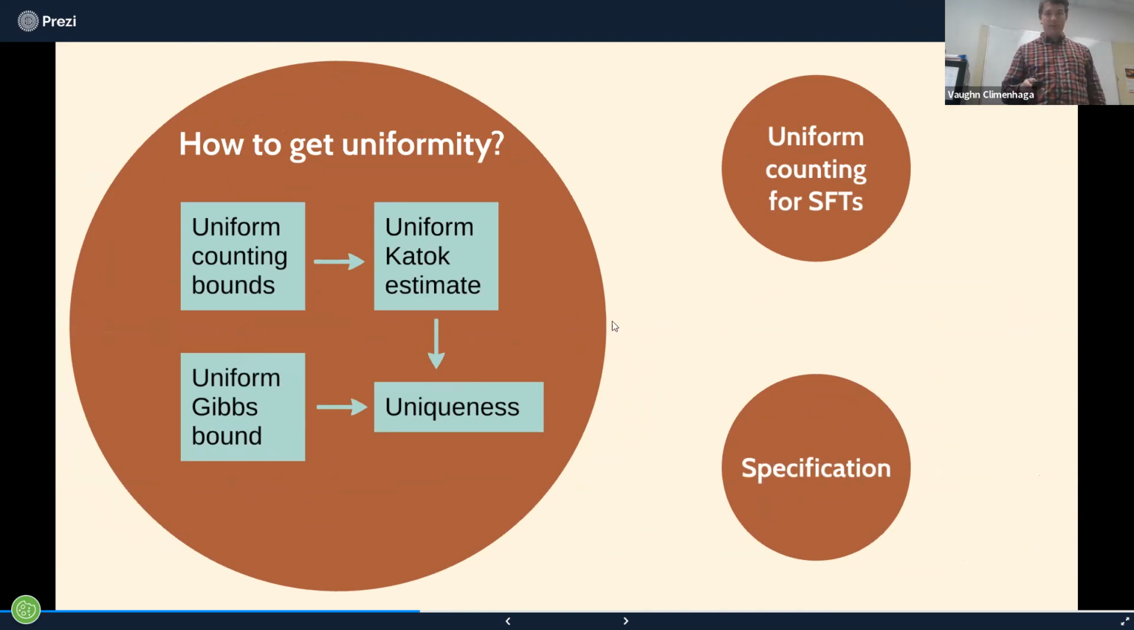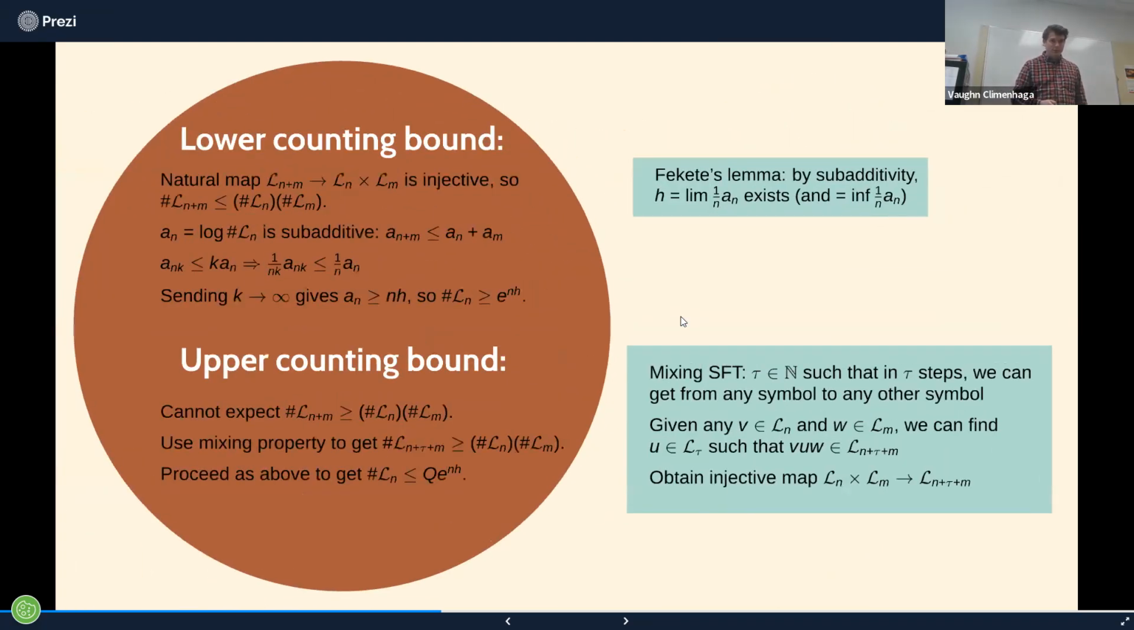Those three estimates, which a priori for an arbitrary subshift are just sub-exponential, can, in certain contexts, such as mixing SFTs, be upgraded to uniform estimates. And then the uniform counting bounds imply a uniform Pataki estimate, which together with the uniform Gibbs bound gives uniqueness. Once you put all that together, that's a complete proof that a mixing subshift of finite type has a unique measure of maximal entropy. But the proof relies on getting the uniform Gibbs bound from these algebraic considerations. And I want to avoid that. I want a different argument.